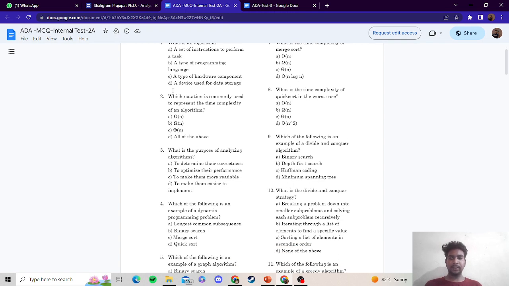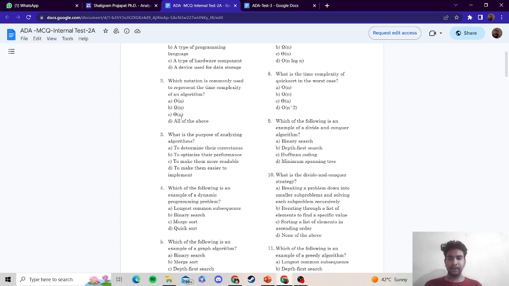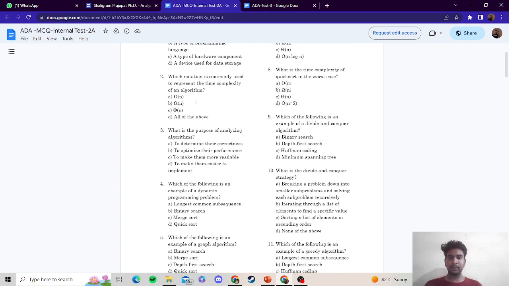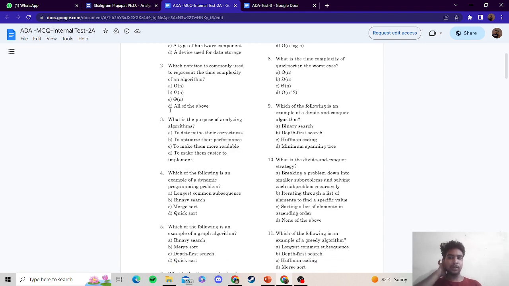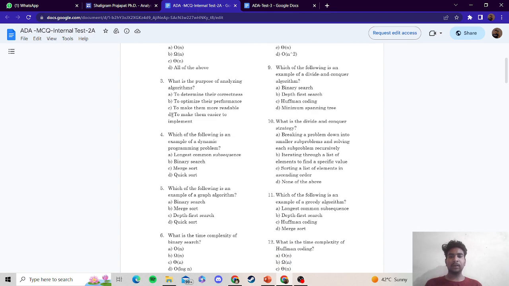Second question, which notation is commonly used to represent the time complexity of an algorithm? So we have given these options. So here we basically use all of these to represent the time complexity. So here we will use all of the above. I select all of the above.